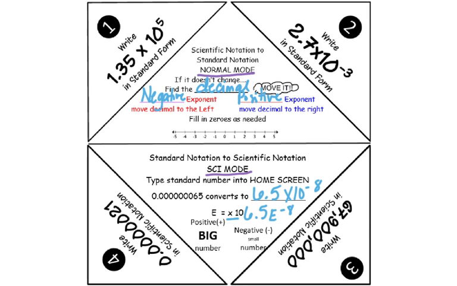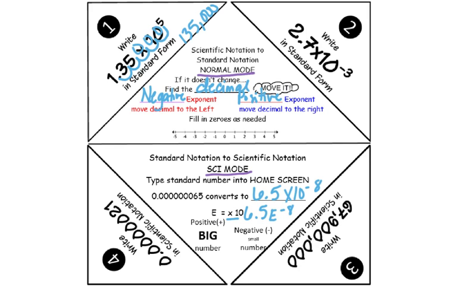All right, number 1 here says write 1.35 times 10 to the 5th in standard form. So we've got to move that decimal 5 spots to the right. 1, 2, 3, 4, 5. 1, 2, 3. So that's what we mean by filling in the zeros. If you are making blank spots, you're going to have to fill in zeros in those blank spots. Okay? And if your exponent is a positive, you know that your number is going to be a big number. It's going to be a number bigger than 1.